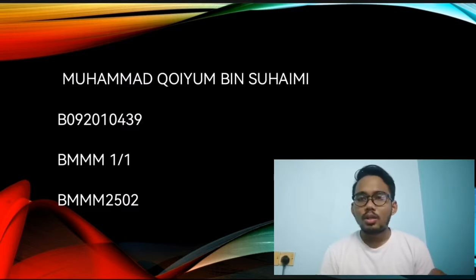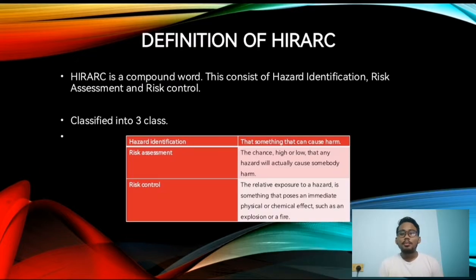So today I would like to present the definition of HIRARC. What is the meaning of HIRARC? HIRARC is a compound word. This consists of hazard identification, risk assessment, and risk control. Also, HIRARC can be classified into three classes. Hazard identification stands for something that can cause harm to a person. For risk assessment, which is the chance, high or low, that any hazard will actually cause somebody harm. Lastly, for risk control, which is the relative exposure to a hazard, something that poses an immediate physical or chemical effect, such as an explosion or a fire.